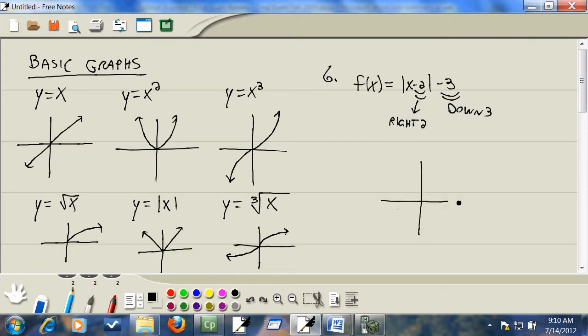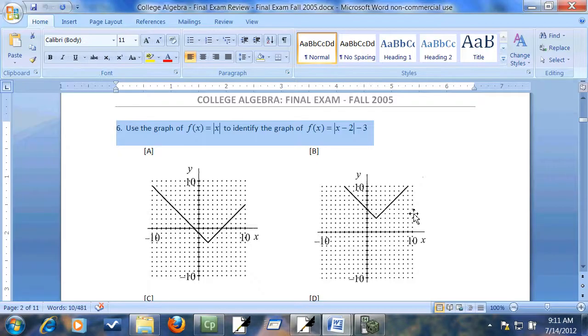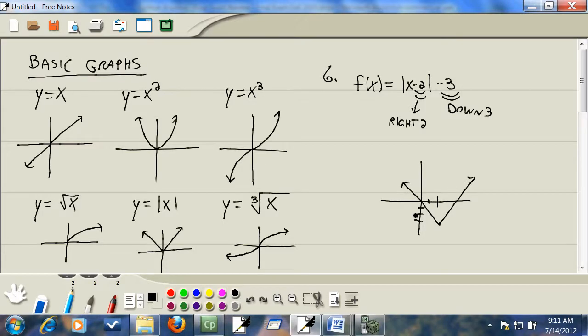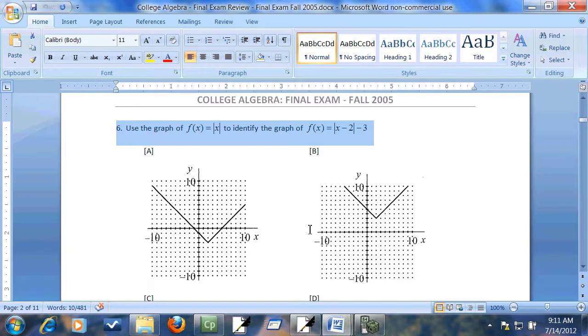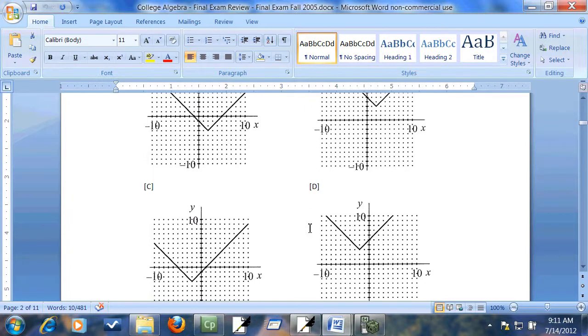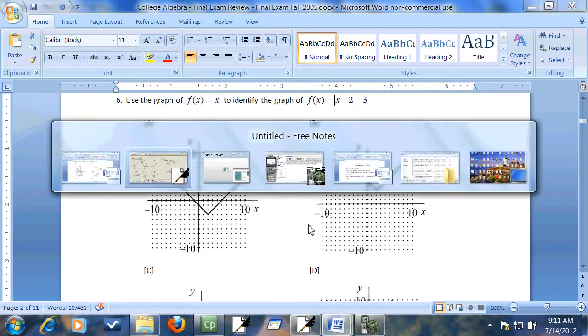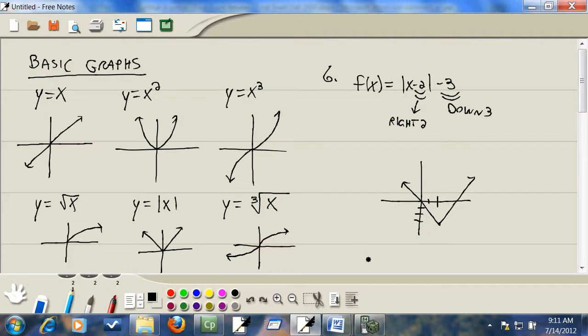Now, it's still a V-shaped graph. We've just moved it down 3 and right 2. So it still looks like this. Down 3 and right 2, our graph would look like that right there. Let me see, what did I say? Right 2, down 3. That kind of looks like a possibility. My eyes aren't real good. Actually, it's only a possibility. So 6A would be your answer.